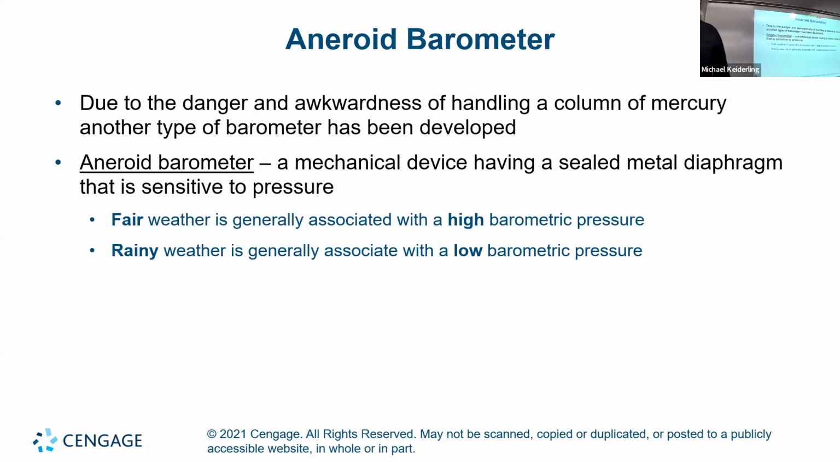And an aneroid barometer, like the one on the wall over here. So due to the danger and awkwardness of handling a column of mercury, another type of barometer was developed. This is called an aneroid barometer. This is a mechanical device having a sealed metal diaphragm that's sensitive to pressure. So fair weather is generally associated with a high barometric pressure. Rainy weather is generally associated with a low barometric pressure.